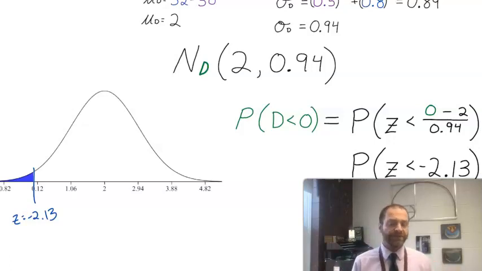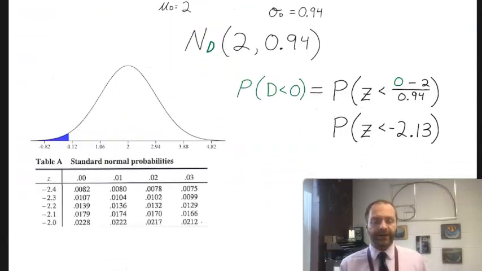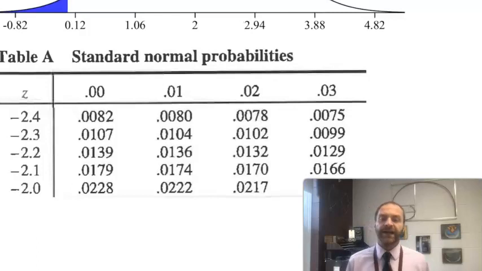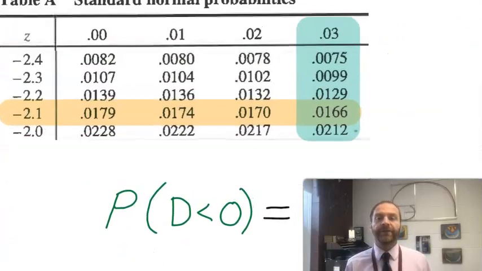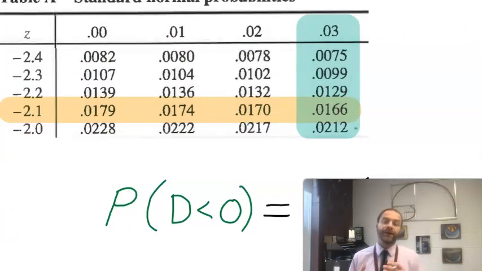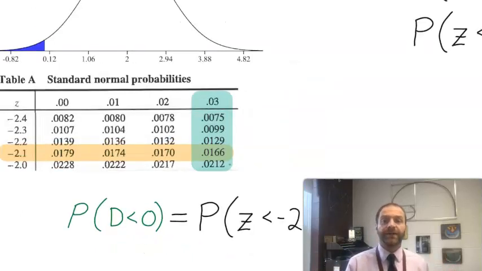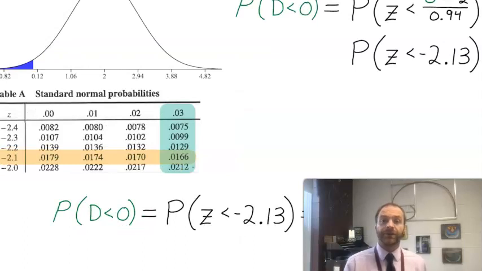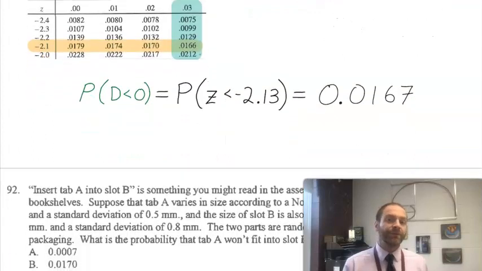So that's not too bad because what I can do is go to table A. Now if I go to table A, I have all the information I need. Negative 2.13. And so if I find those pieces of information and I highlight them, I'm going to get about 0.0166. So there's the area to the left. Because remember, table A gives you area to the left. We are good. So the probability that your difference is less than 0 is the probability of your z-score being less than negative 2.13, which is 0.0166. So that's really what we're dealing with here.